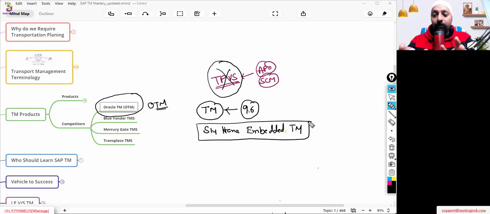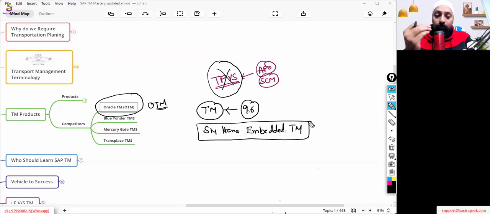Okay, everything is available. That's where, with the embedded TM, SAP is increasing its market share. SAP has also improved after stopping TPVS, they brought in TM. And with TM, they have put in all the functionalities of vehicle scheduling and optimization, all of this functionality they have brought into SAP TM. And that's where it is now giving competition to OTM. If you look at the market share, OTM still has a higher market share than TM, but SAP TM is increasing its market share.